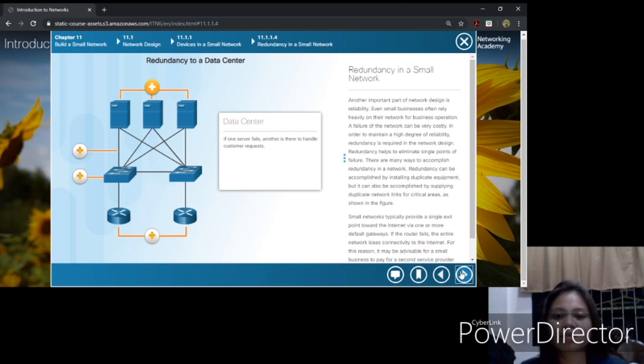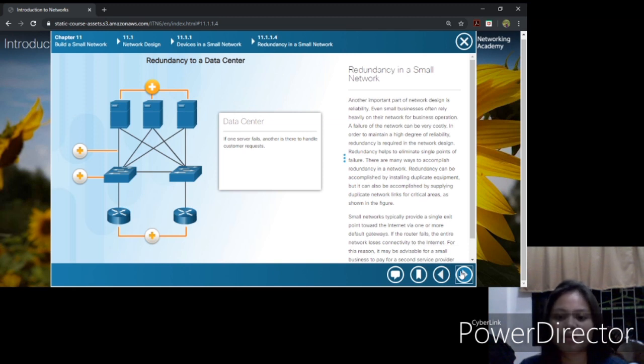Next is the redundancy in a small network. Even a small business often relies heavily on the network for business operation. A failure of the network can be costly, and a high degree of reliability and redundancy is required in the network design. Redundancy helps to eliminate the single points of failure.